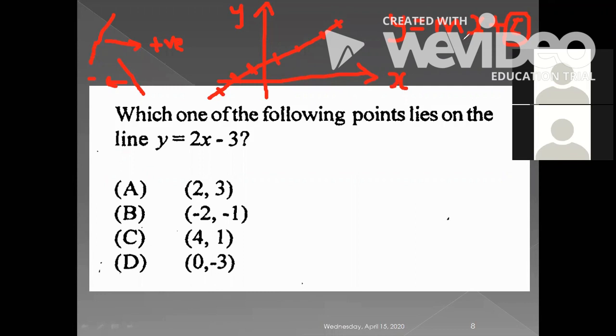So as you can see, y equals mx plus c. Can someone tell me what the gradient for this straight line is?